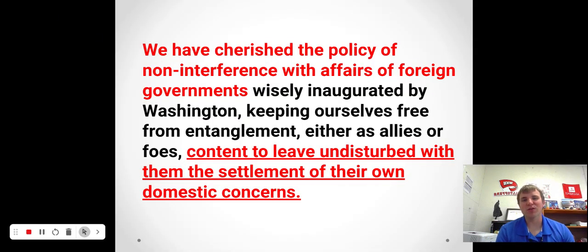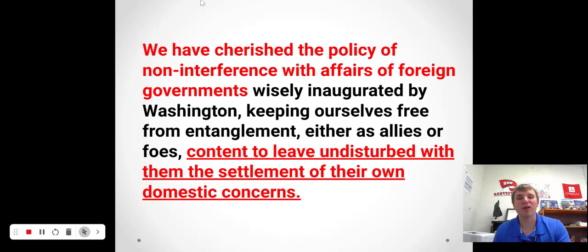We have cherished the policy of non-interference with the affairs of foreign governments. What is he saying? Just focus on this first part. We have cherished the policy of non-interference with the affairs of foreign governments. So, what is he saying about governments outside the United States? Have we gotten involved with them? No, we haven't. Non-interference. Kind of like football, pass interference, when they get in the way of a pass. We are not interfering. We have let them be.